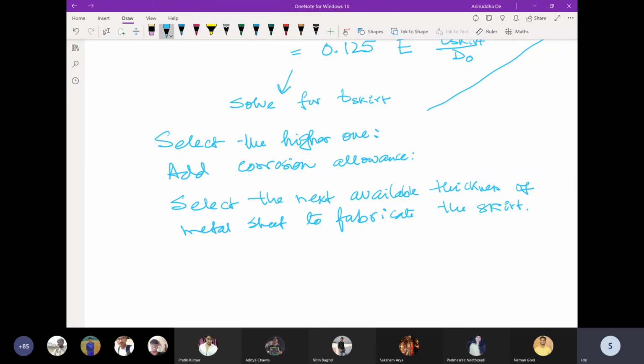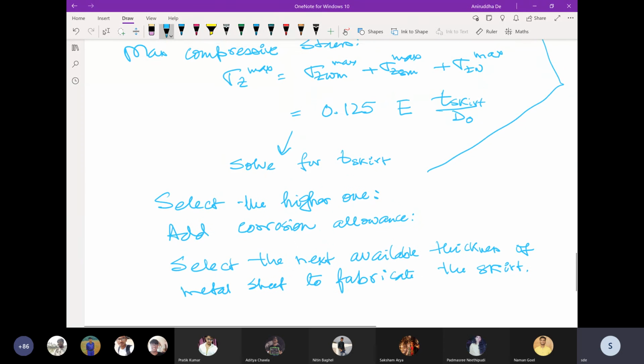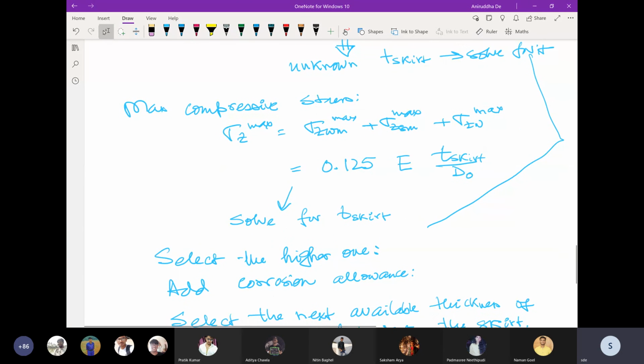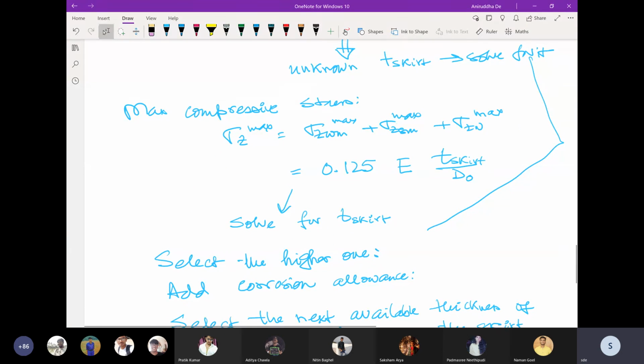That's cut. Even after doing all this, if your standard skirt thickness becomes less than 7 millimeter, then you have to select 7 millimeter. If it is above that, then you have to select the above one. Okay. So this is the way to do the skirt design, to evaluate the skirt thickness.